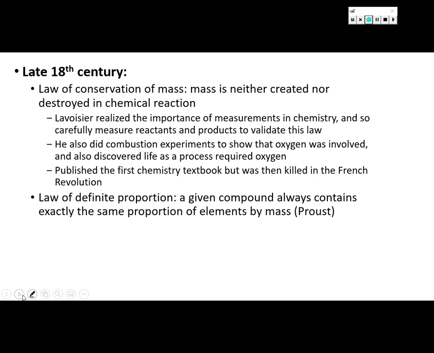So combustion experiments, obviously, they gave off energy. We could see that humans have exploited that, like the creation of fire, for years, right? So he showed that oxygen was required for combustion experiments.